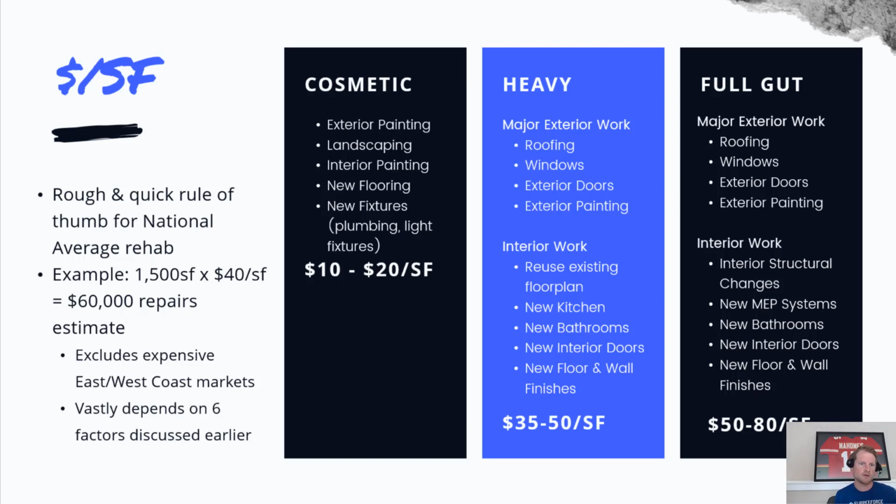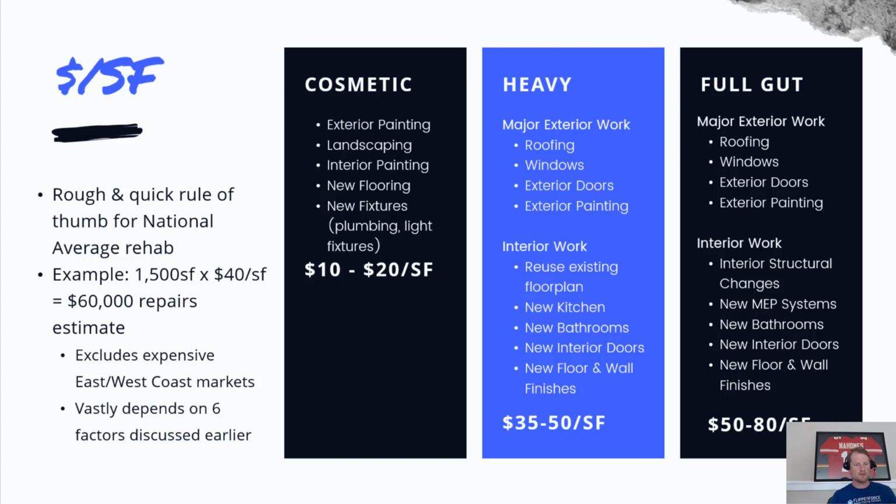We're redoing the roofing. We are replacing all of the windows. We're replacing the exterior doors, and then we're going to be painting the exterior. And then on the interior, we're basically reusing the existing floor plan. We're replacing the kitchens with some new kitchen cabinetry and countertops and appliances. In the bathrooms, we're basically gutting the bathrooms. We're just going to be replacing the fixtures, putting in new tile, new vanity, stuff like that.